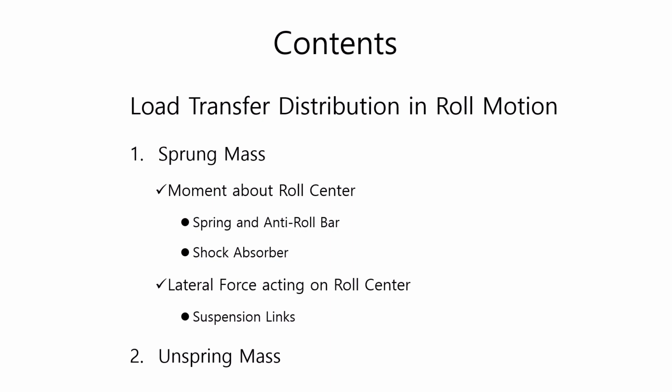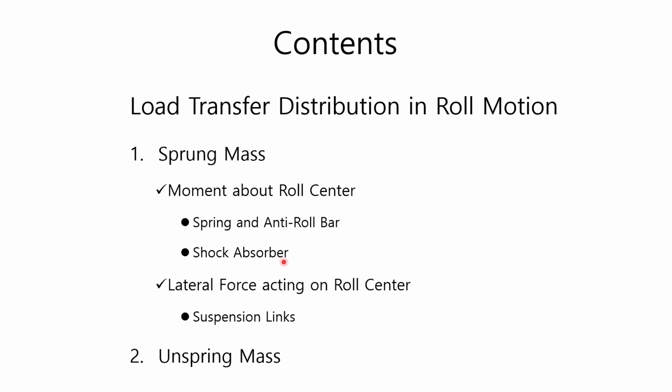Let me introduce the content of this video. This video builds on the load transfer distribution discussed in the previous video and explains how it affects handling. In the idealized spring model, the load of the sprung mass is transferred in two ways. The first is the moment produced by the sprung mass under lateral acceleration about the roll center, which is transferred through the spring, anti-roll bar, and shock absorber.